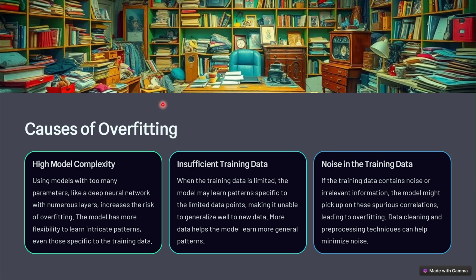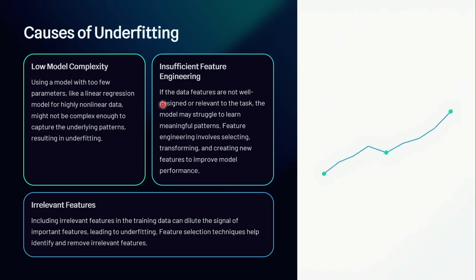On the other hand, underfitting happens when the model is too simple or when there are issues with the data. Here are some common causes. Low model complexity. If your model is too basic, like using a straight line, that is linear regression, to fit a complex wavy pattern, it would not be able to learn the important trends.